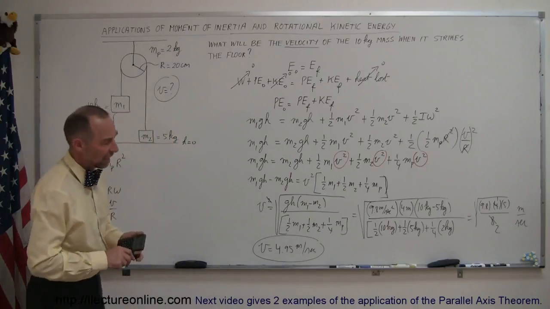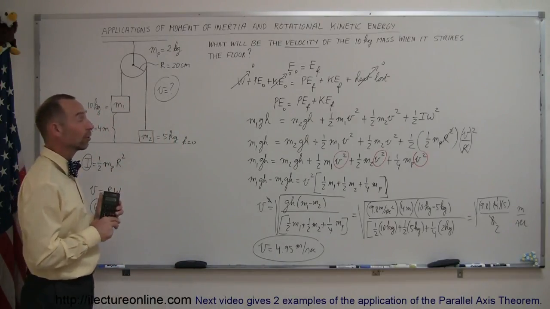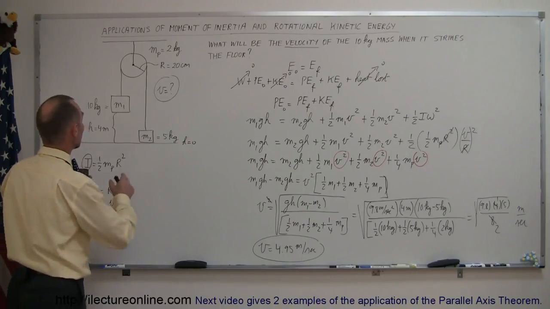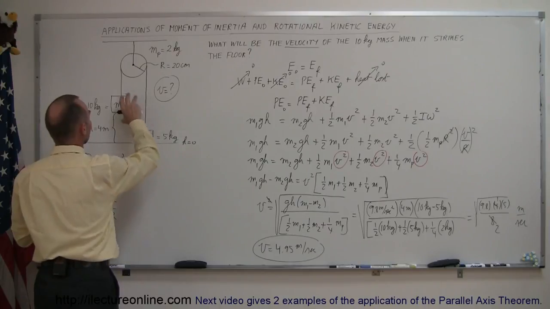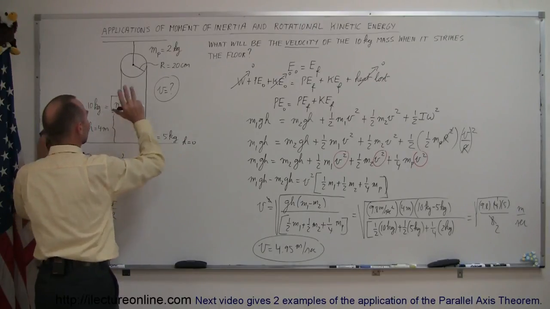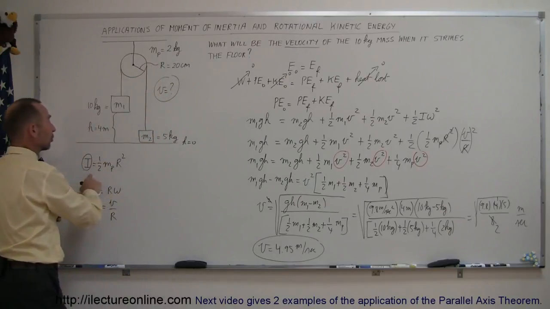Now, of course, the actual number in the answer isn't as important as long as we understand what we were doing. So let's quickly repeat what we're doing. We have a pulley system. We have a heavy mass and a small mass. The small mass is on the ground. The heavy mass is in the air, and we let things go. The pulley, of course, has mass, and if it has mass, it has a moment of inertia.